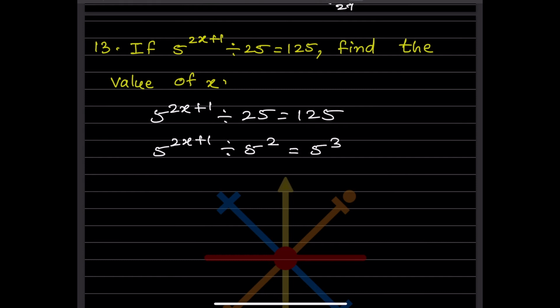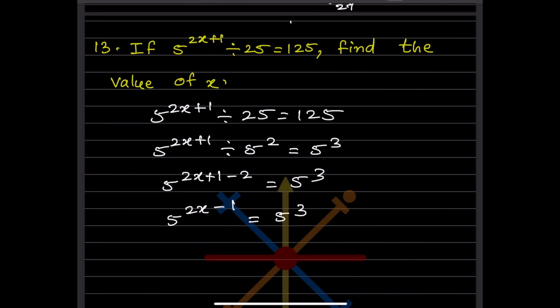First, now let us look at the left hand side. So what we can write here, because now this is division, that will be a raised to m divided by a raised to n, because you can see the base is the same. So we can write a raised to m minus n. So 2x plus 1 minus 2 is equal to 5 raised to 3. So 2 raised to x plus 1 minus 2 means it is going to be minus 1 is equal to 5 raised to 3.